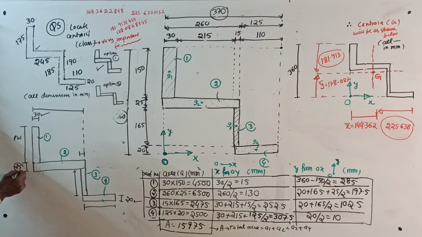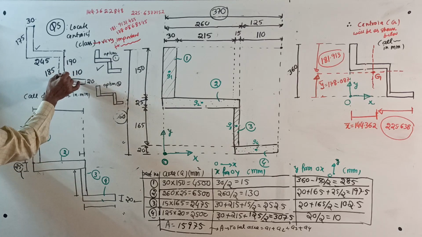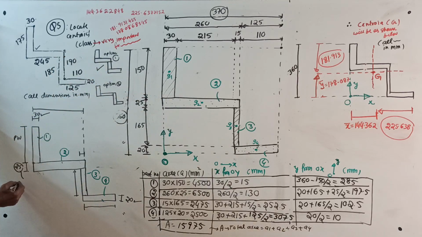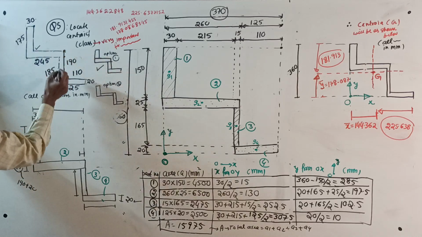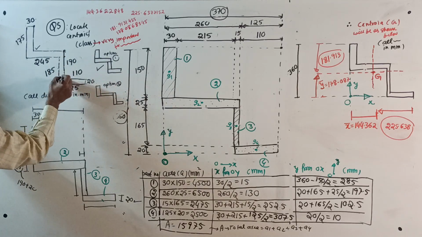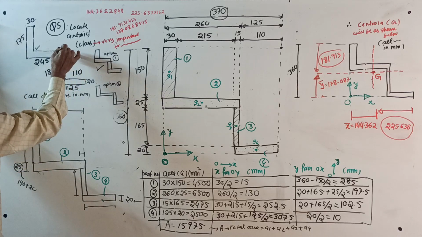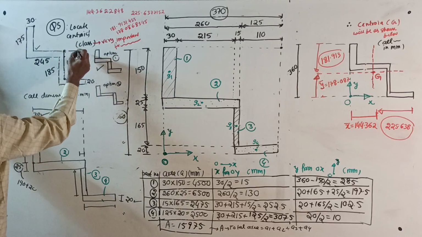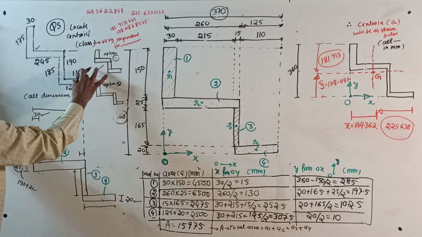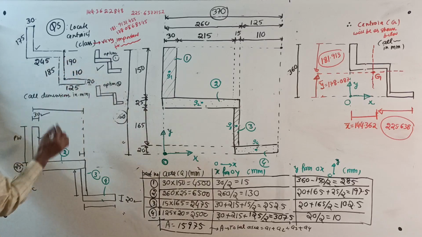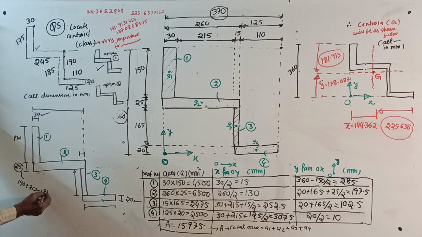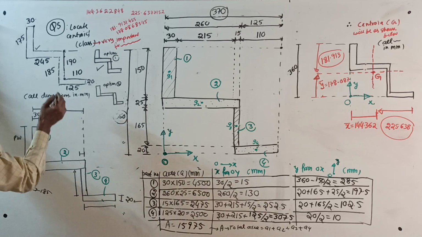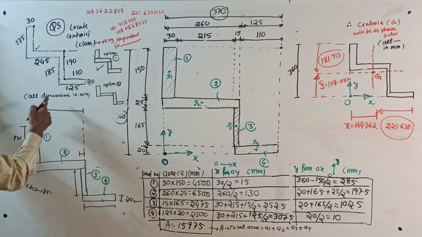How did you get it? 190 plus 20, from here up to here, from this level to this level. 190 plus 20 is 210. Subtract 185. 210 minus 185 is 25, correct. So we got 25. Now the thickness of 2 is over, 25.